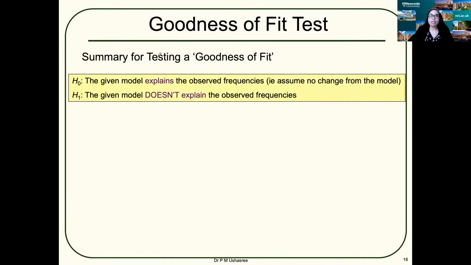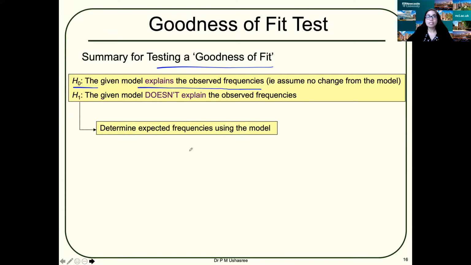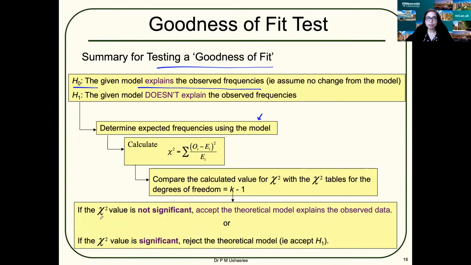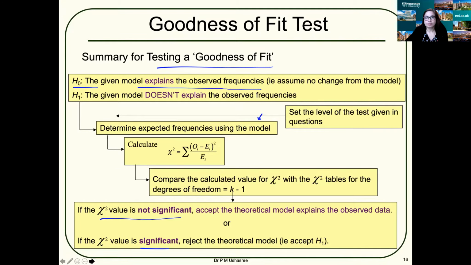Okay, so when you have qualitative data, how do you perform the goodness of fit test? You first state the null hypothesis, that the model explains the observed frequencies, then you state the alternative hypothesis that the model does not explain the observed frequencies. Then you determine the expected frequencies using the model, calculate the chi-square statistic, and compare it with the critical value using the table for the given degrees of freedom. And then you conclude whether the chi-square is significant or not significant, and accordingly accept or reject the null hypothesis. As usual, this will be given in the exam.